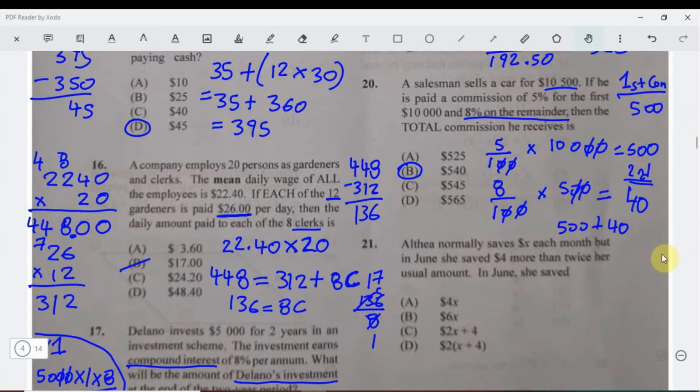Alright, nice. Question 21 says Althea normally saves x dollars each month, but in June, she saved 4 more than twice her usual amount. You start with x, and then 4 more, you add 4, than twice her usual amount. So twice means multiply it by 2. So it's going to be 2 times in bracket x plus 4, which is option D.